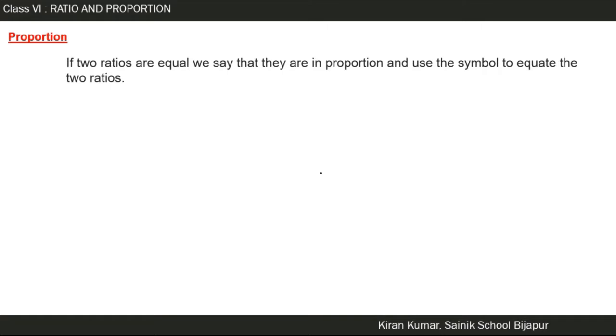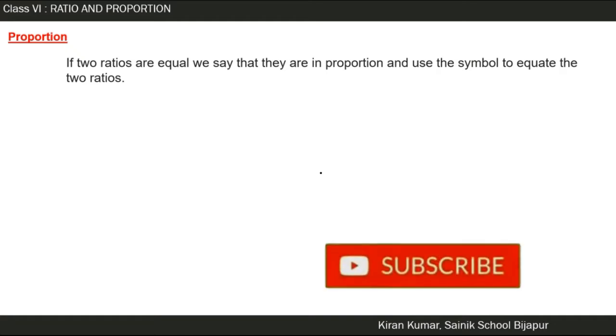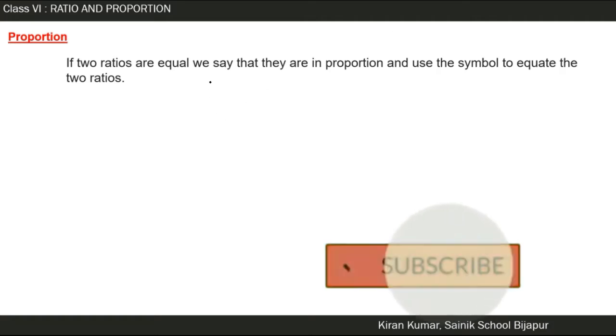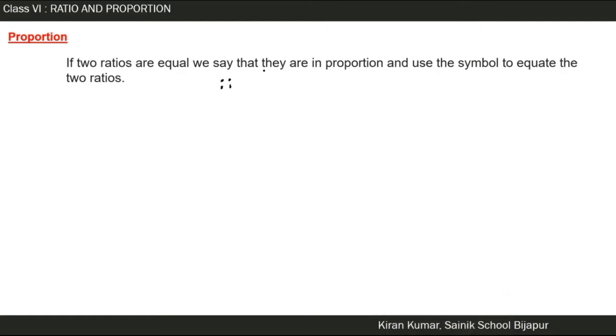Now we'll discuss another important topic, proportion. If two ratios are equal, we say that they are in proportion. We use a symbol to equate the two ratios. Symbol used is this symbol, or else we also use equal. We say that A is to B, one ratio, is in proportion to another ratio, C is to D, written A is to B as C is to D.